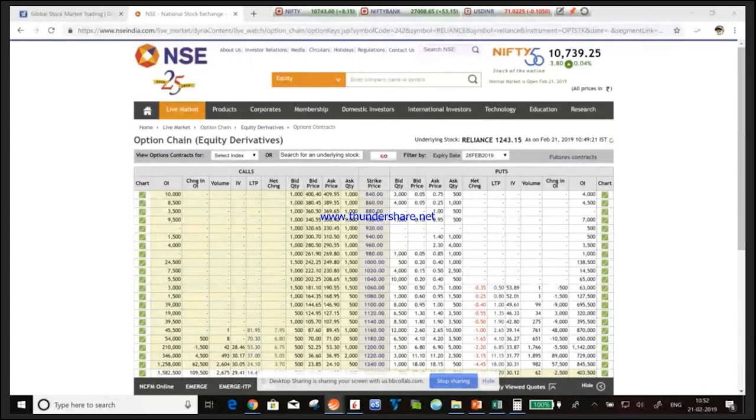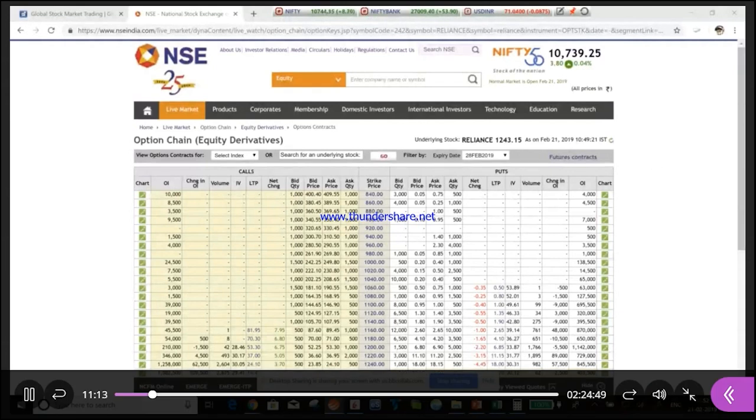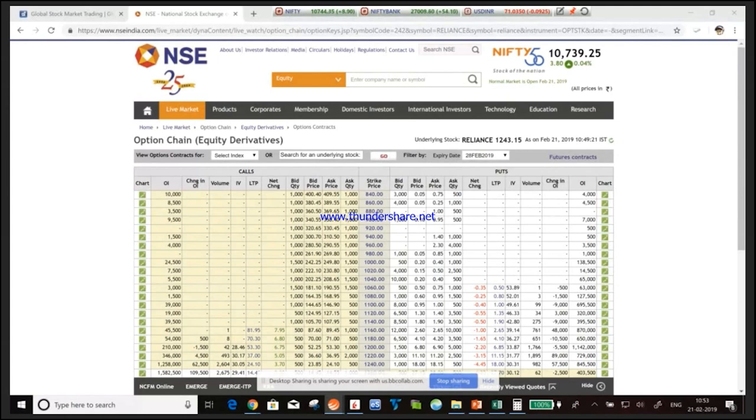Listen, remember one thing. Why do we have to look at 300 for both? 300 on the call side, 300 on the put side. Whatever your trade is, let's say if it's bullish, then you will go with the call. If it's bearish, you're going to go with the put, isn't it? So both should be liquid at any given point in time.